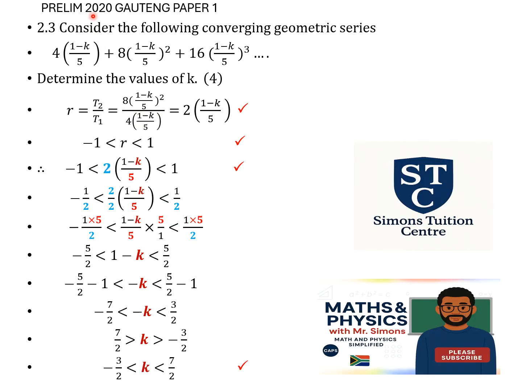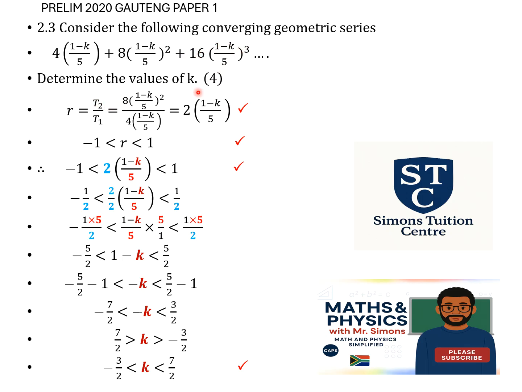Now, prelim Gauteng 2020 says consider the following converging geometric series. And yeah, I remember invigilating this, they forgot the word converging. I just included it here, so a lot of learners were confused how to solve it, but yeah. It should have read: following converging geometric series for (1 minus k) over 5 plus 8 times in brackets (1 minus k) divided by 5 squared plus 16 (1 minus k) divided by 5 cubed.